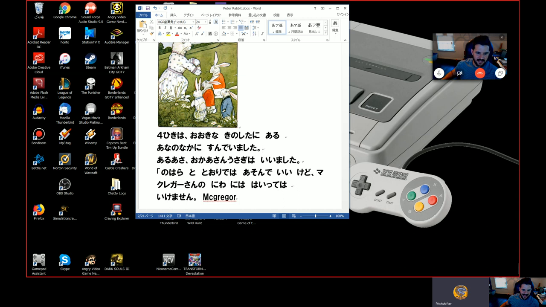Ana no nakani. Did you tell me ana was a hole? Yes. Nakani is inside. Inside the hole. Sundeimashita, they lived. So four animals in a big tree. There was a hole and they lived inside of it, basically. Four rabbits were living in a hole under a big tree.